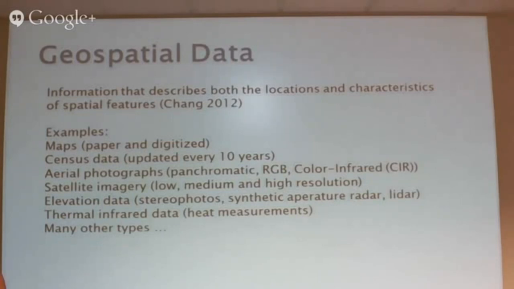Here are some examples: maps, both paper and digitized, and census data. The U.S. Census Bureau updates the census data every 10 years. Aerial photographs, both print panchromatic, which are black and white, conventional color, and one type called color infrared. Satellite imagery. There are low, medium, and high resolution satellites now. Elevation data for modeling hydrological processes, obtained by a variety of technologies, including stereo photos, stereoscopic viewing, synthetic aperture radar, and a technology called LIDAR that I'll get into in a little while. And then thermal infrared data, or heat measurements.